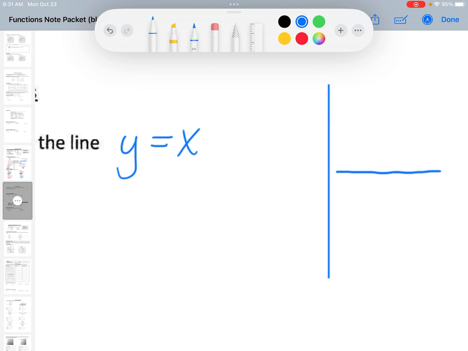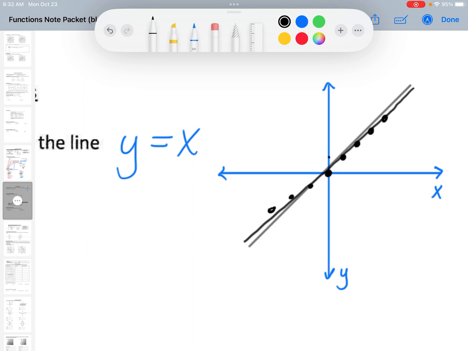y equals x has a slope of 1 and a y-intercept of 0. So we start at 0. We're going to go up 1, right 1, up 1, right 1. So this is the equation y equals x. Just pretend that's perfect, okay? All right, so we're pretending this is a perfect y equals x line with a slope of 1 and a y-intercept of 0. So if I were to, let me draw something easy.